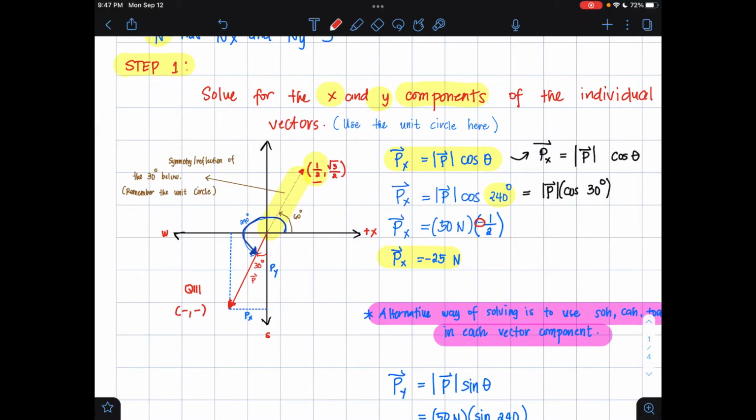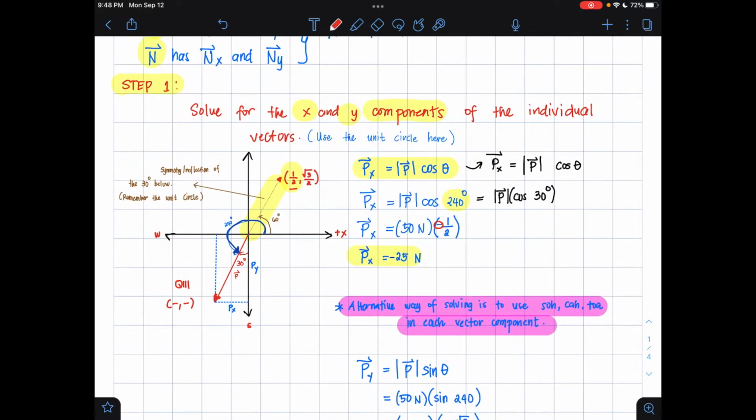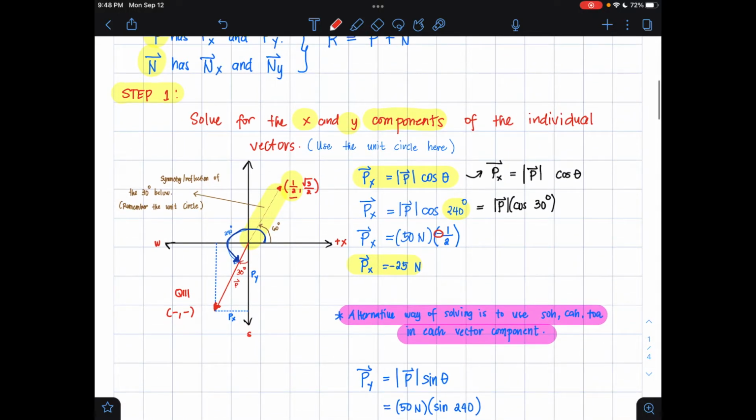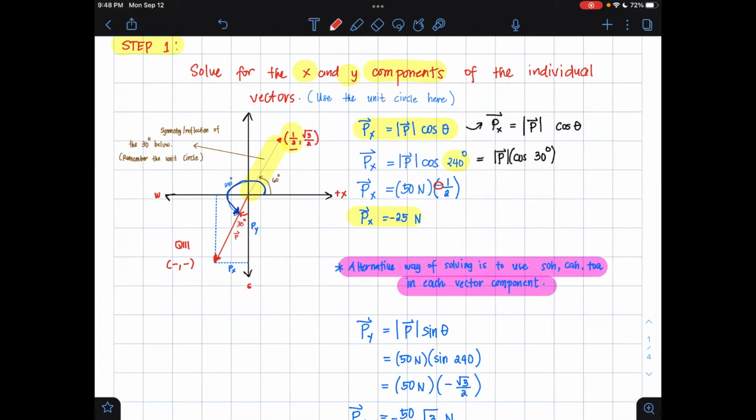So 50 is the magnitude of your angle multiplied by the cosine of 240, or just the cosine of 60 degrees. I'm hoping it is making sense why it is 60 degrees. If it is 30 degrees, let me write it on the other side so you won't get lost. The cosine of 30 degrees that you saw in your third quadrant will give the same value. Let me erase this so you won't be confused.